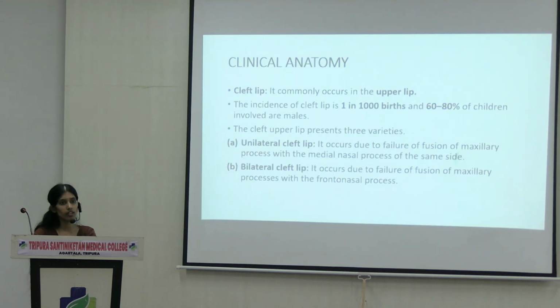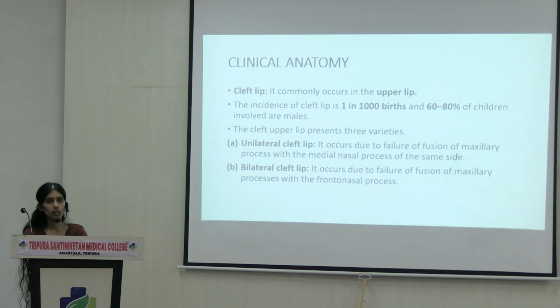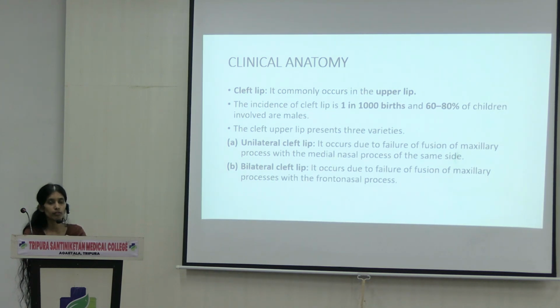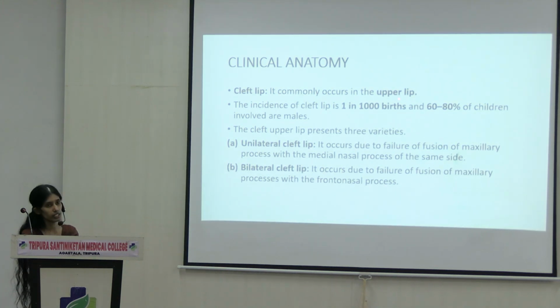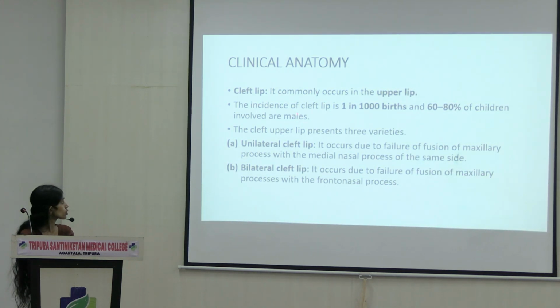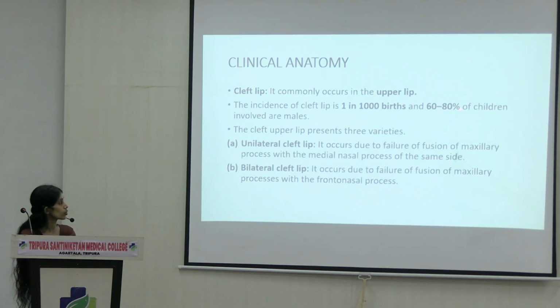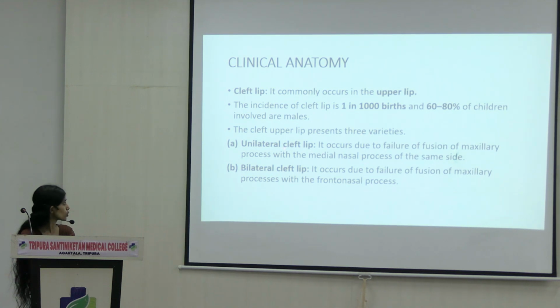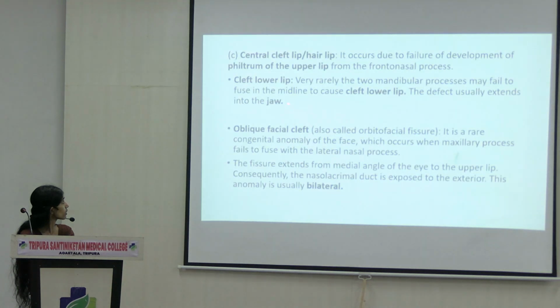Okay. Next we have clinical anatomy. The very important clinical point in the development of face is cleft lip. We have unilateral, bilateral and a few other forms also. The cleft lip commonly occurs in the upper lip region. The incidence of cleft lip is 1 in 1000 births, and 60 to 80% of the children involved are males.